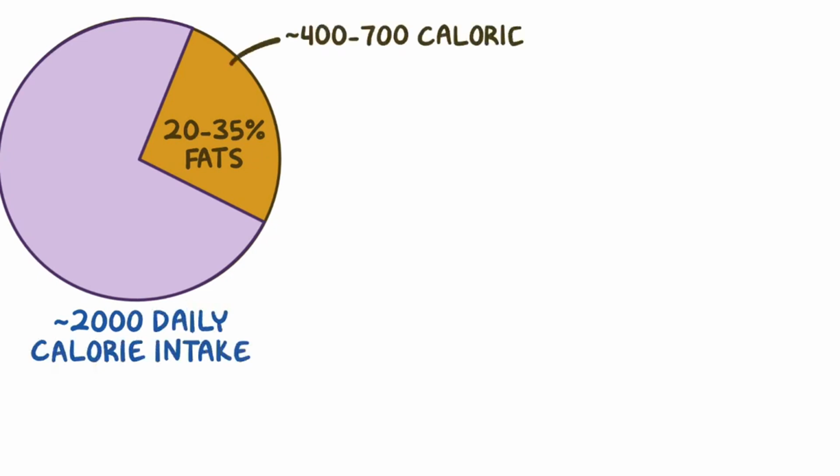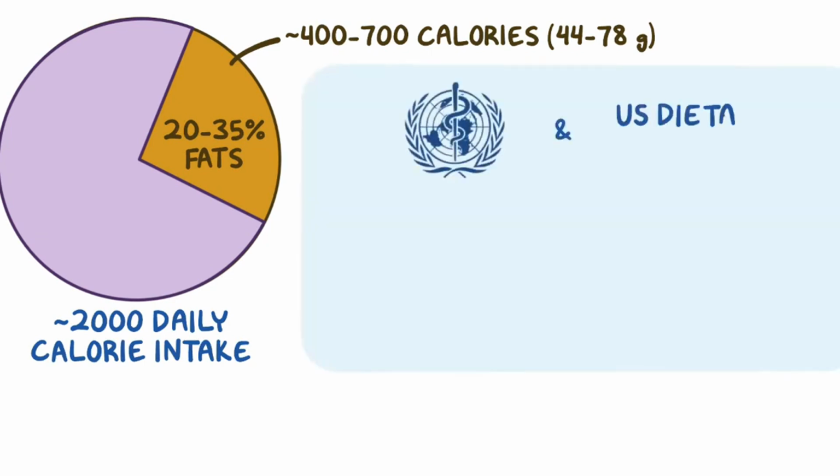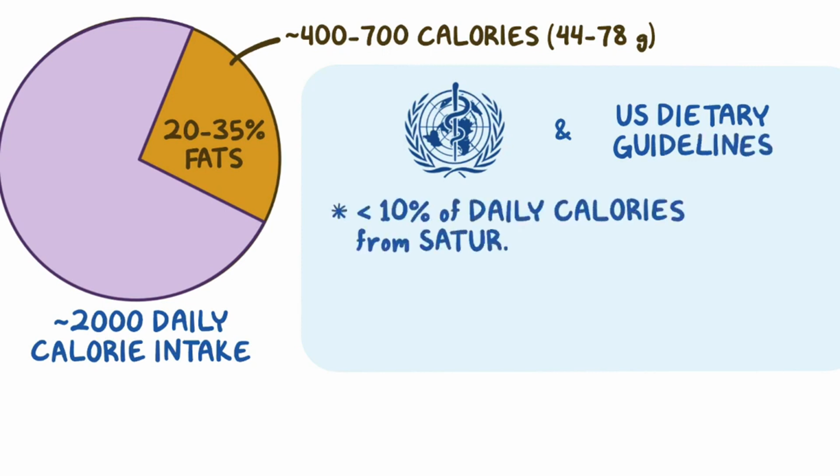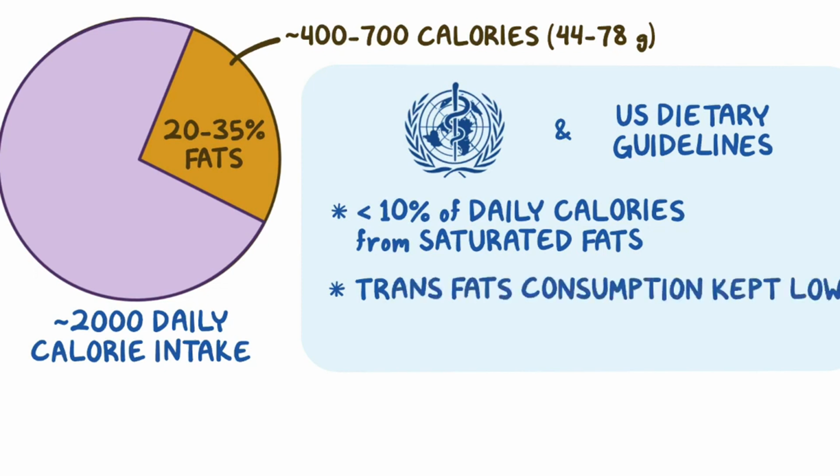Based on this, the National Academies of Medicine recommends consuming 20 to 35% of our daily calories as fat for a 2,000 daily calorie intake. That comes out to between 400 and 700 calories from fat, or about 44 to 78 grams. And it's not just about the amount of fat that we eat. The type also matters. The World Health Organization and the US Dietary Guidelines recommend that less than 10% of daily calories comes from saturated fats, and that trans fat consumption should be kept as low as possible.